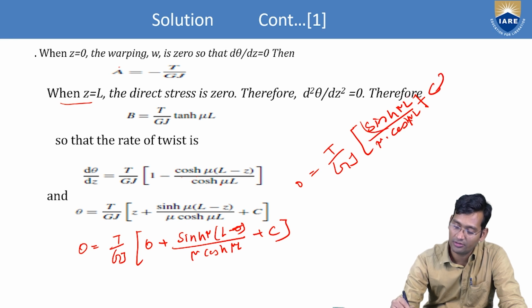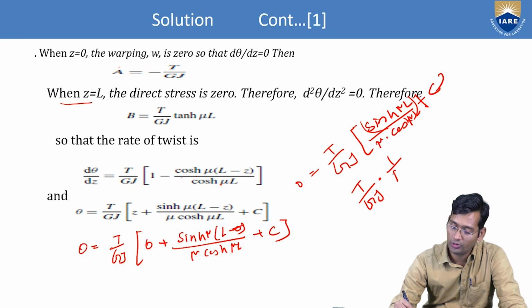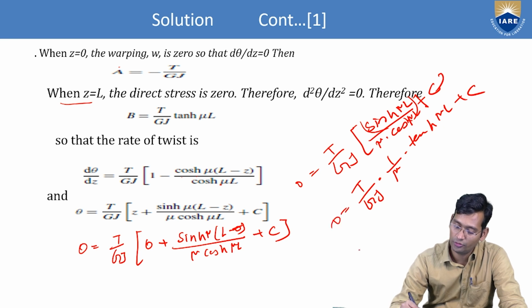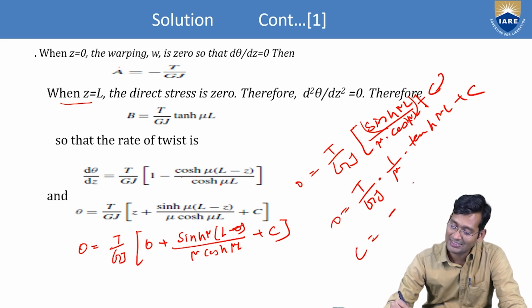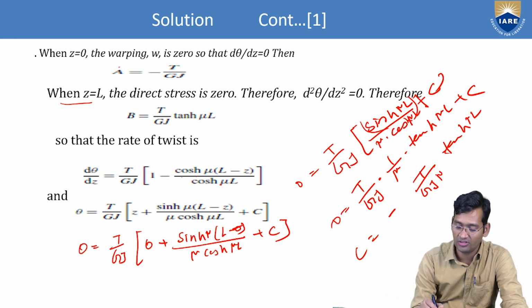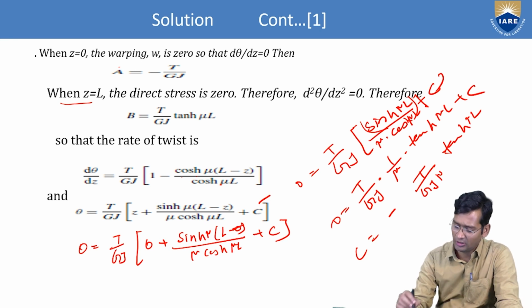So this we can write out: T by GJ into 1 by mu into tanh mu L plus C equals 0. So C equals minus T by GJ mu into tanh mu L. Now just substitute here this value of T.